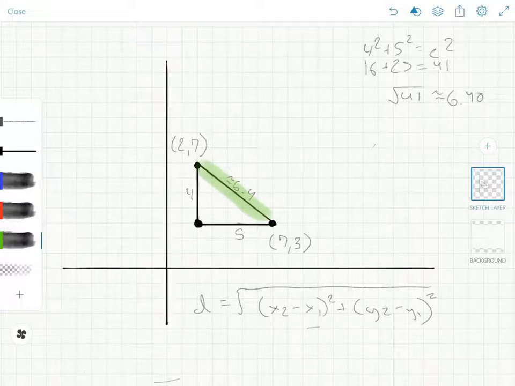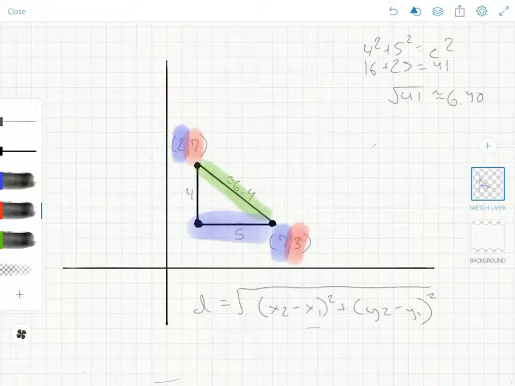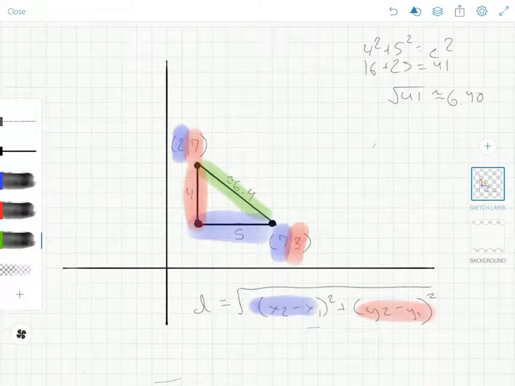We want to know the distance between those two points. We've got our x1 and x2 right here in blue. That's going to give us our horizontal distance. And we've got our y1 and y2. That's going to give us our vertical distance. So we'll take the difference between x and the difference between y, square them, take the square root, and that'll give us a distance. And if the Pythagorean theorem is true, we should get about 6.4.